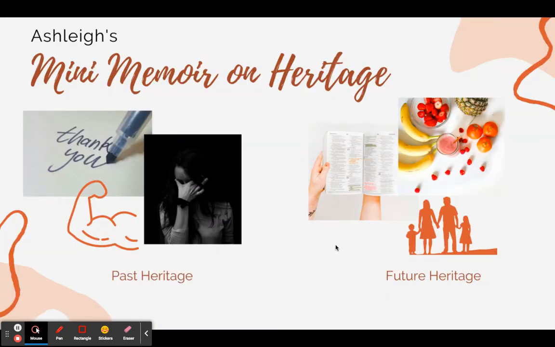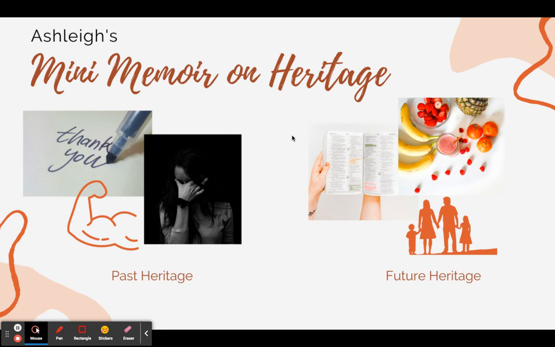So here's an example of what you should be creating. I told you in the rubric or the instructions that you need to have a minimum of 3 pictures to represent your past and your future heritage. If you want to add more pictures, you totally can, but you're going to clearly label which one is which, and you're going to have at least 3. So you can see thank you to represent thank you cards. This is about the stress. This is about working hard. And then this is for my future.